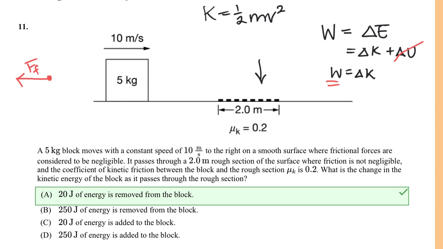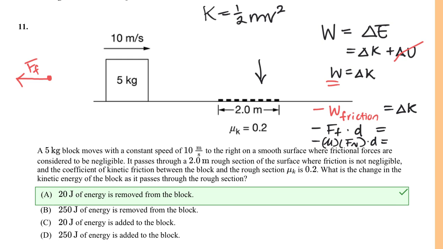So I already know that it's going to be a negative work of friction. The work due to friction is equal to the change in kinetic energy. Work is going to be equal to force of friction times distance. And then I'm going to expand that equation, where force of friction is mu times force of normal times distance.